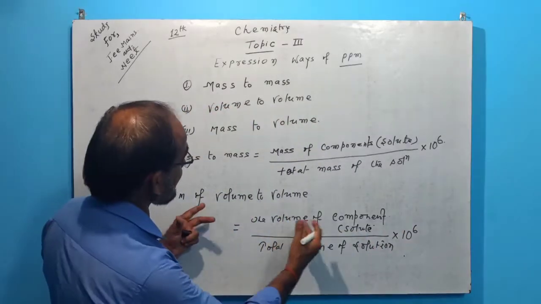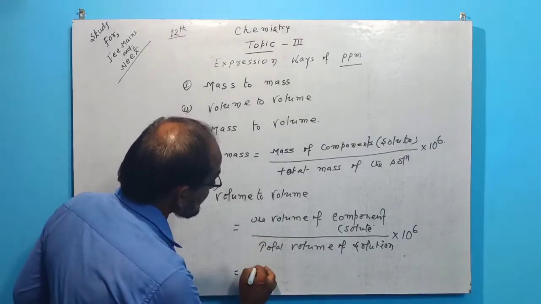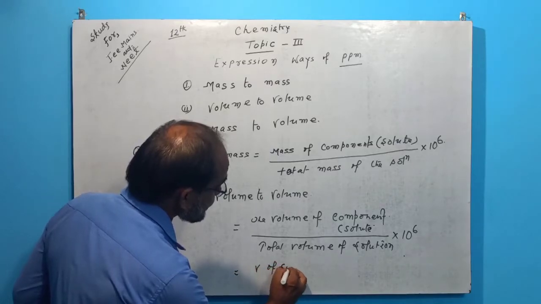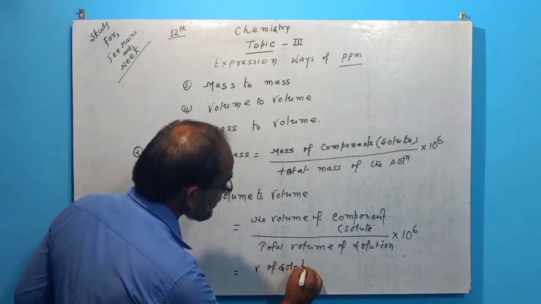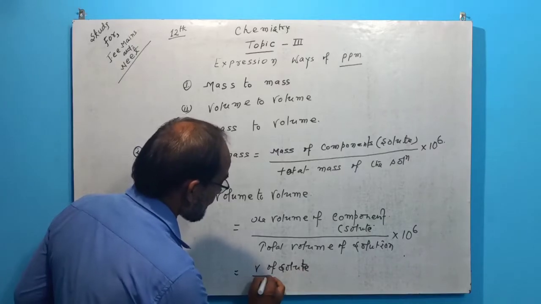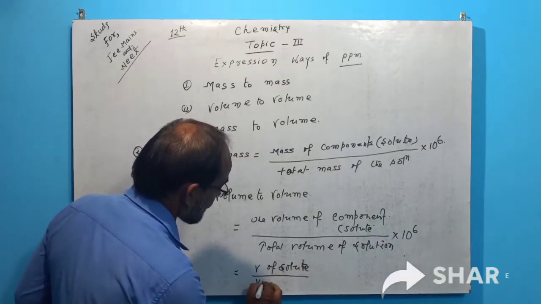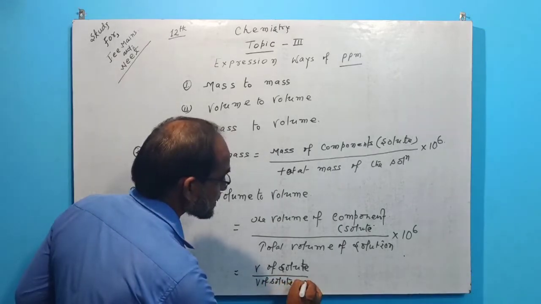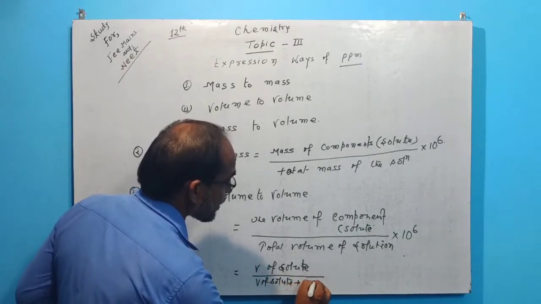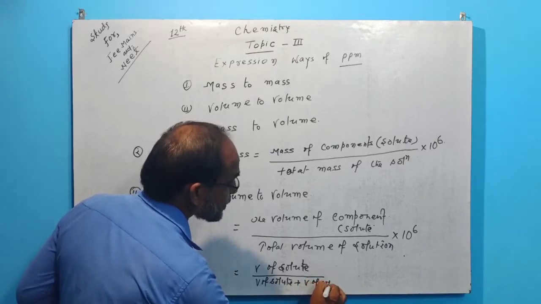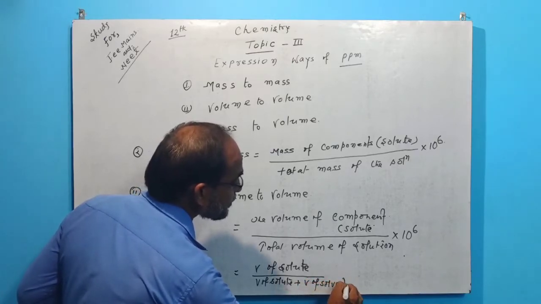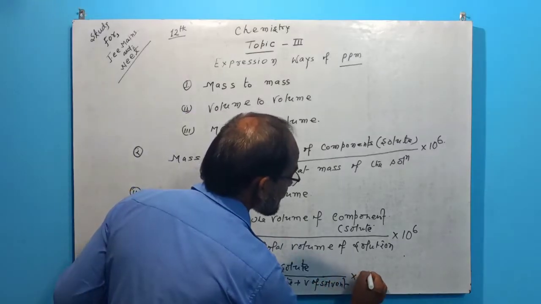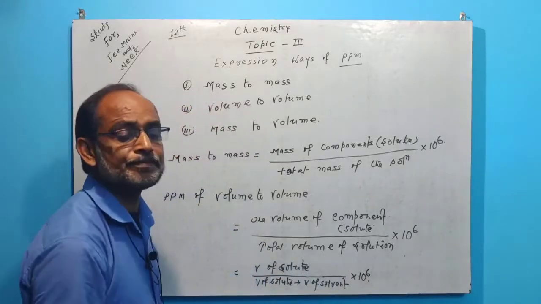It is also defined as V of solute upon V of solute plus V of solvent into 10 to the power 6.